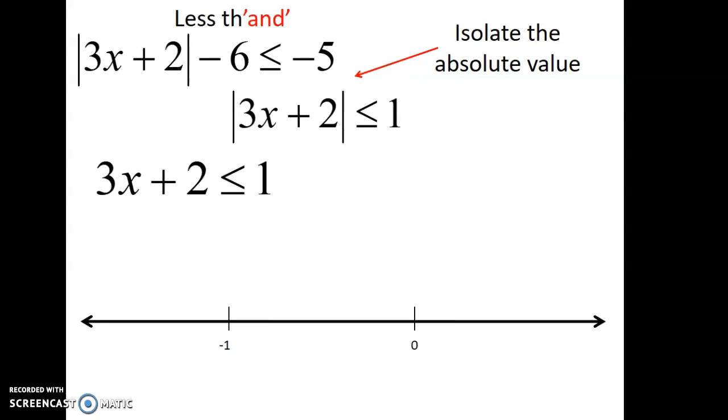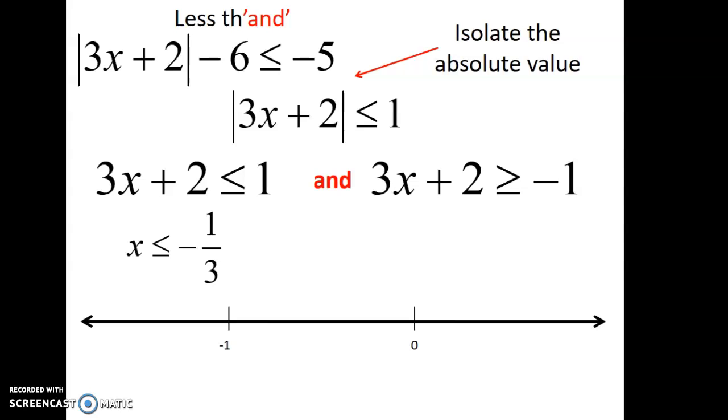We have our two inequalities, one with a positive answer, one with a negative, again making sure that we flip the sign on the inequality in the second inequality. In both cases, we're going to subtract by 2 and then divide by 3. So in the first one, we're going to get x is less than or equal to negative 1/3. In the second one, x is greater than or equal to negative 1.